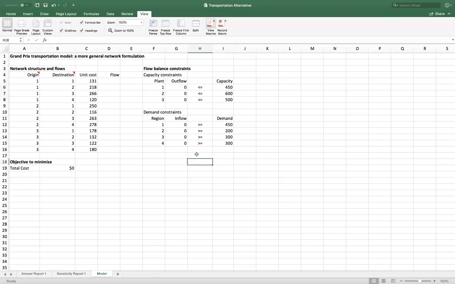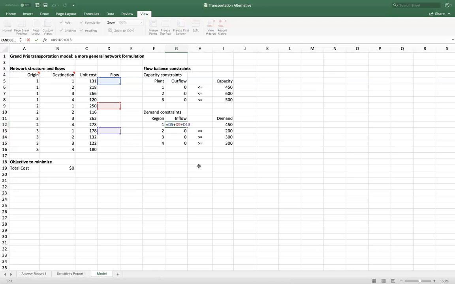This is the capacity constraint part. Now there is a demand constraint as well. So the demand constraints are going to be such that we need to fulfill at least that much of demand. Okay, so basically region 1 has a demand. So whatever inflows into region 1 needs to be greater than or equal to 450 so that we can fulfill the customer demand. Okay, so this tells us basically the inflow into region 1, because region 1 can accept from plant 1 or plant 2 or plant 3.